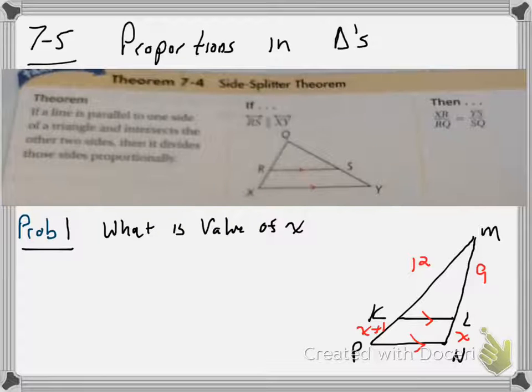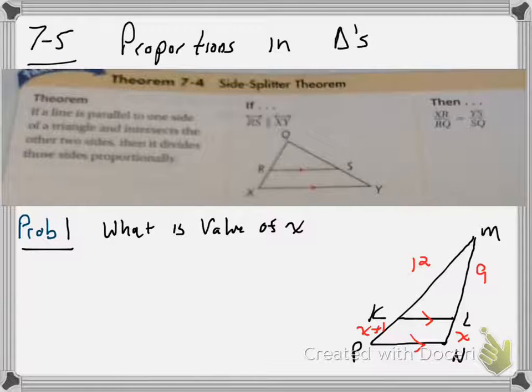7.5 is about proportions in triangles. Theorem 7.4 talks about the side splitter theorem. It talks about if a line is parallel to one side of a triangle and intersects the other two. Now, this is not a mid-segment. It just means that it's parallel to the base, and it goes ahead and divides the side, and then, let me finish up, intersects the other two sides, then it divides the sides proportionally.